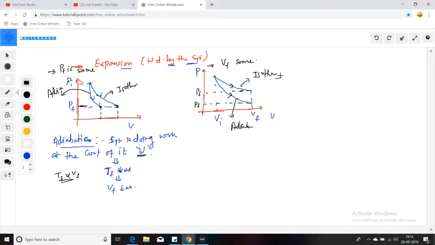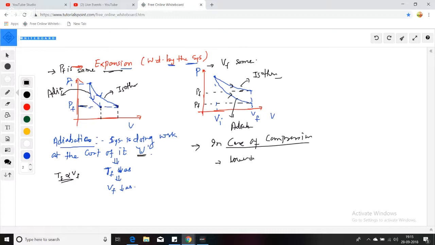Okay. Now this thing will just get reversed in the case of compression. What you have to keep in mind is that whenever you have expansion, the lower graph is adiabatic and the upper graph is isothermal. But in case of compression, when final pressure is the same and final volume is the same, then always we have the lower graph isothermal and the upper graph adiabatic. Just write down the same thing here. In case of compression, you can think on this, okay?